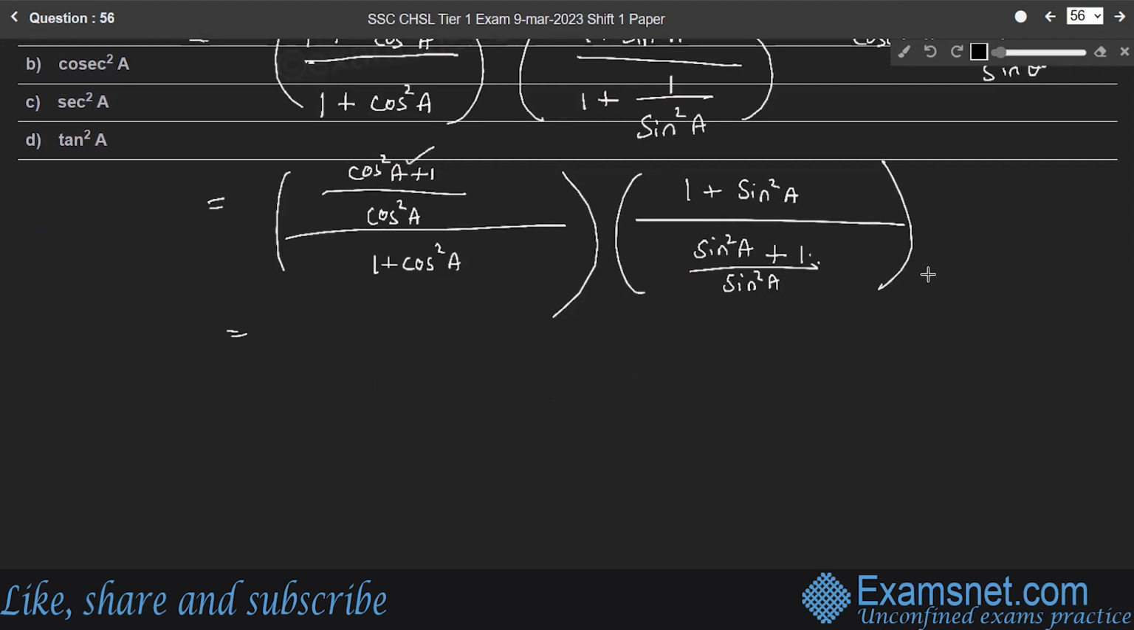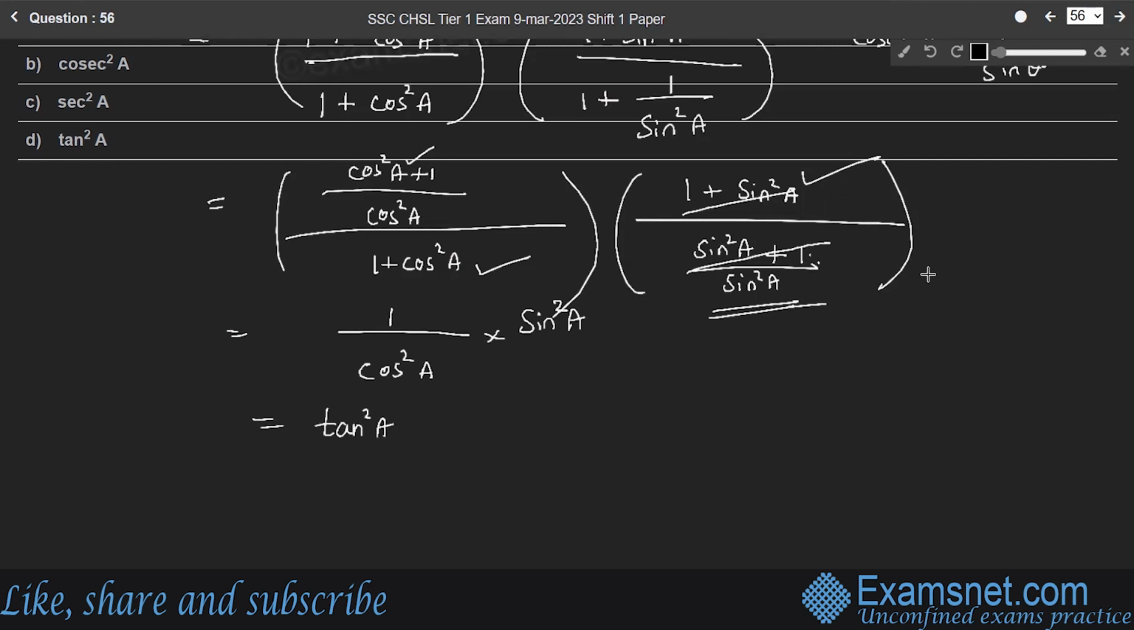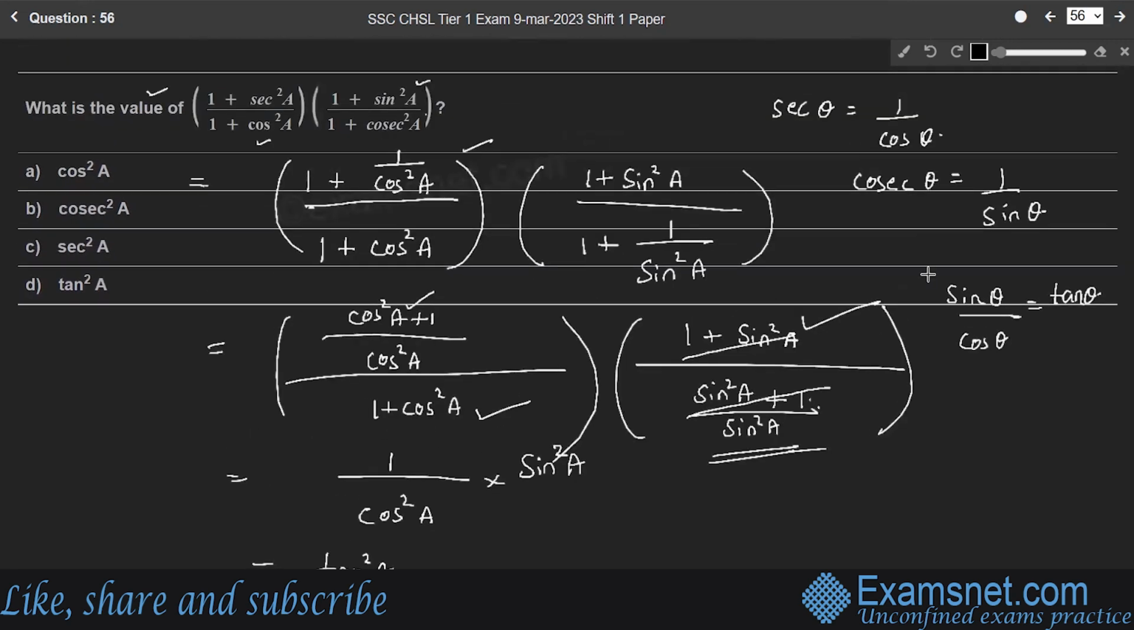Therefore, cos square A plus 1 and 1 plus cos square A will get cancelled, so we'll get 1 by cos square A. Here 1 plus sin square A and sin square A plus 1 will get cancelled, and this sin square A, the denominator of the denominator, will go to the numerator. So you will get sin square A by cos square A, which is nothing but tan square A, because sin theta by cos theta is equal to tan theta. Therefore, looking at the options, option D is the right answer.